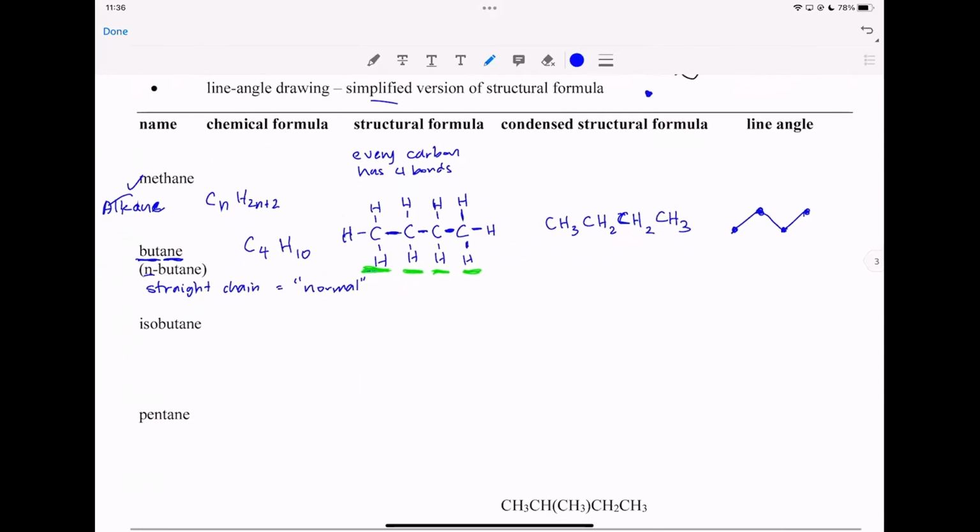When we're talking about this next one, isobutane, the chemical name has iso. So iso means it's an isomer of butane. If it's an isomer, the isomer definition is the same chemical formula. So it's still going to be C4H10, but the structure is different. That's the same chemical formula, but a different structural formula.